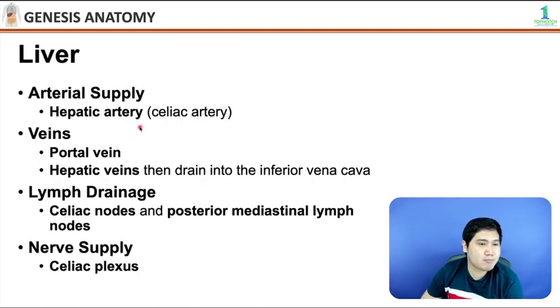In terms of blood supply, arterial supply is coming from the hepatic artery. It also receives blood from the portal vein, and it is drained by the hepatic veins. Lymph drainage will be to the celiac nodes and posterior mediastinal lymph nodes. And the nerve supply is coming from the celiac plexus.